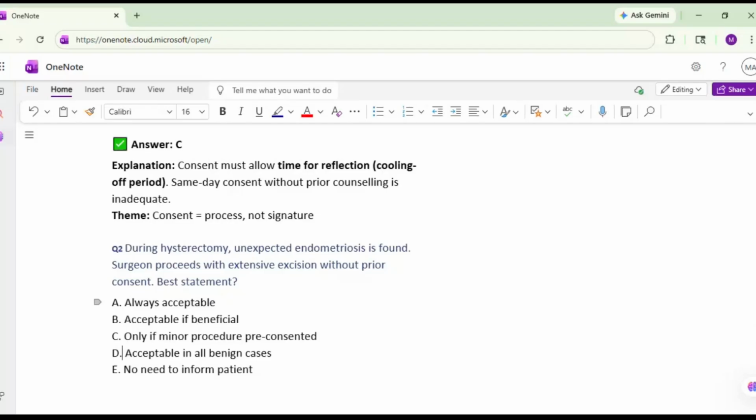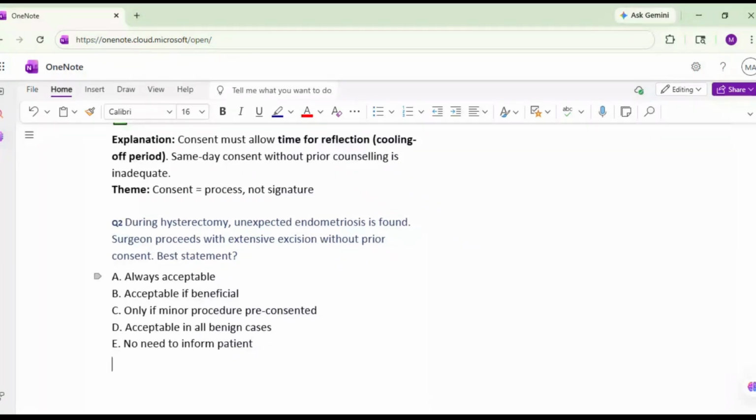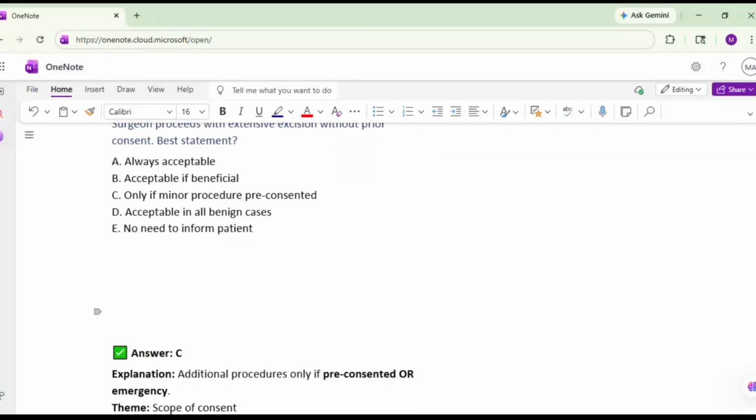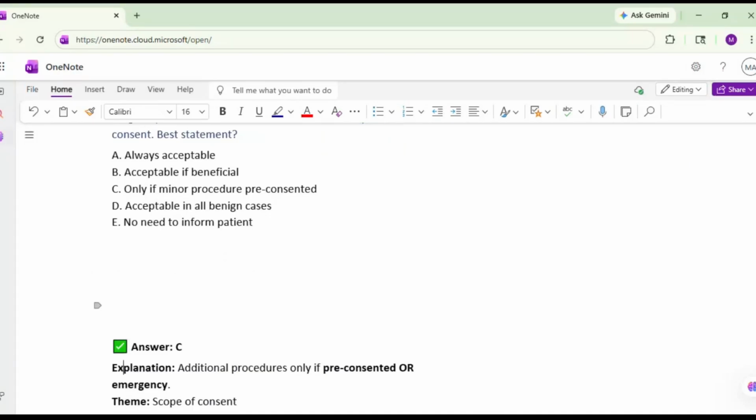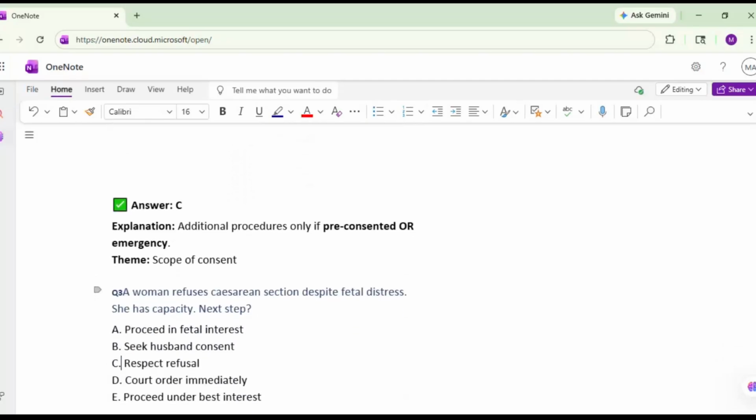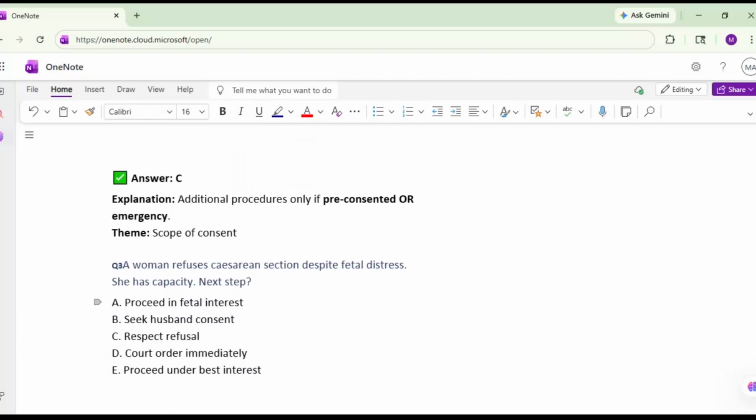Endometriosis is a separate pathology. It is an unexpected endometriosis. It is not the hysterectomy which is performed for the endometriosis. An unexpected endometriosis is found during the hysterectomy. So it is a second pathology, and the answer will be only if minor procedure pre-consented. So additional procedure only if pre-consented or emergency. We should take consent for that also. Next.